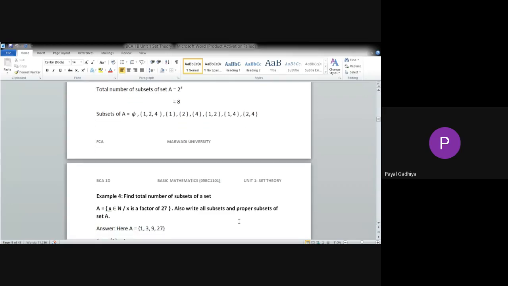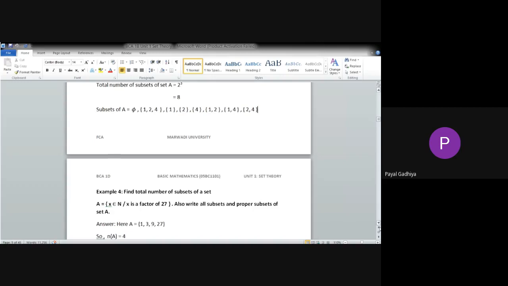Yes. So now how many total subsets can we get for this particular set? 16. 2 to the power 4. Yes, it will be 16 because we have the formula 2 raised to n, which means 2 to the power 4, and it will be 16. Okay, so we will get 16 subsets.